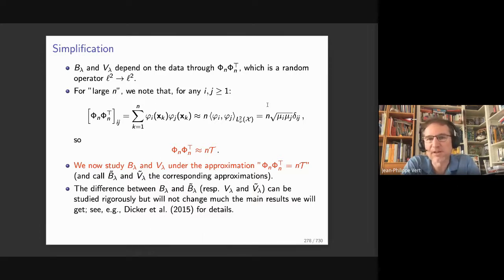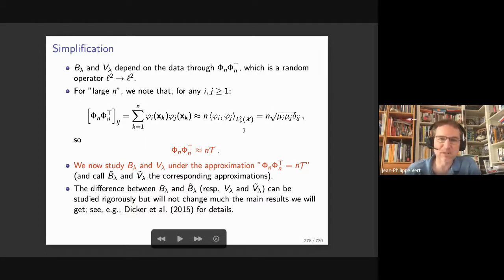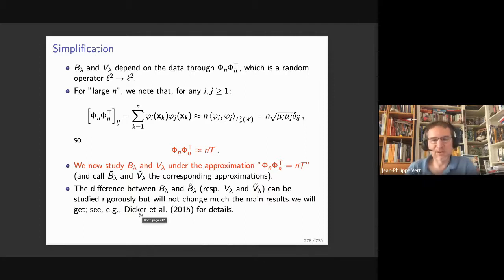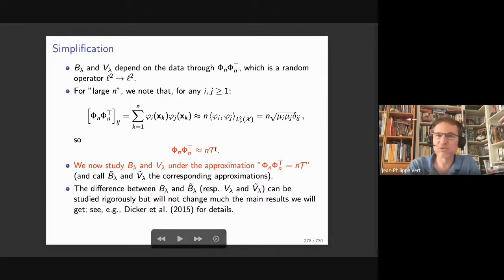I just want to say that in fact we cheat a bit, but it's easy. It's just technical and takes a few more slides to correctly estimate what this approximation costs. So it adds a term in what we will get. If you want to see all the details, there are plenty of papers. For example, here I link a paper by Dicker et al. that does basically the same proof and details how you can justify this approximation. Right, but for us, we will just assume that phi n transpose phi n is equal to nt, and we will see what it gives in terms of how to choose lambda, etc.